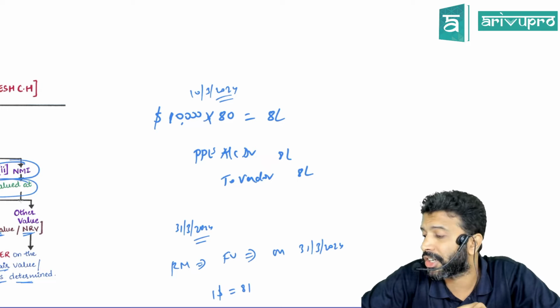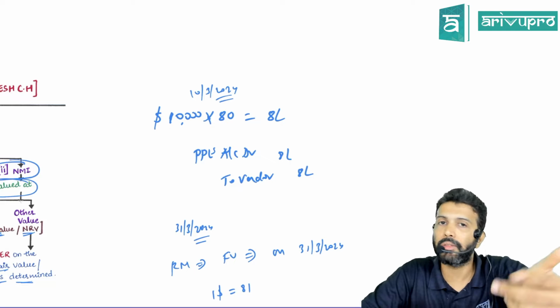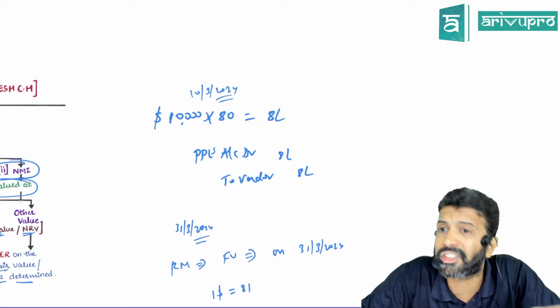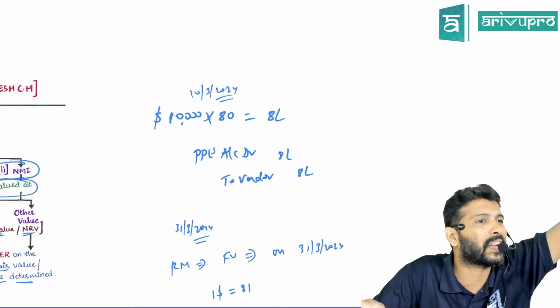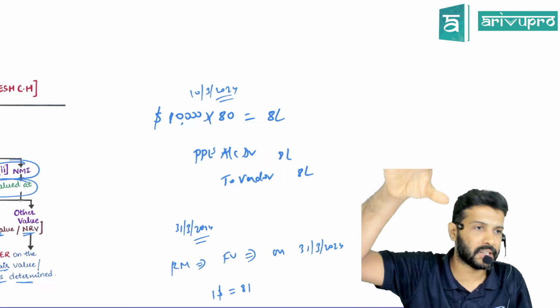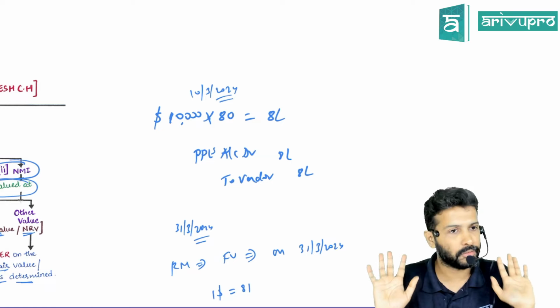Using that exchange rate, this non-monetary item has to be reconverted. When you reconvert, obviously you will get some further forex gain or further forex loss. That forex gain or loss will go straight to P&L, or as per the respective AS. You'll have to check what treatment the respective AS gives, and accordingly this gain or loss will be transferred. That is all the concept we have discussed.